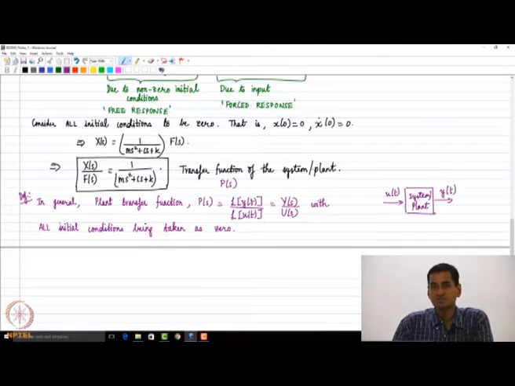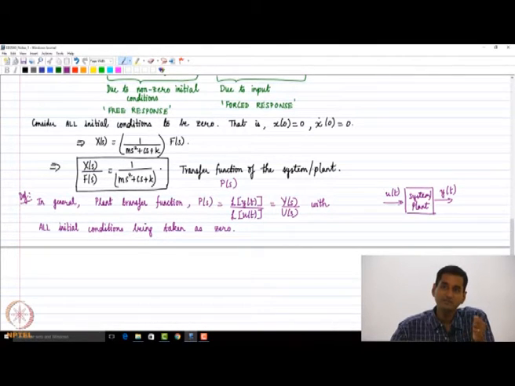So, in a certain sense, when we use the transfer function approach, by and large we are interested in the forced response of the system. That is something we can immediately realize, because we have taken all initial conditions to be 0. Implicitly, when we are dealing with the transfer function based approach, we are looking at the forced response of the system, right. What happens to the system output when we provide an input to the system.